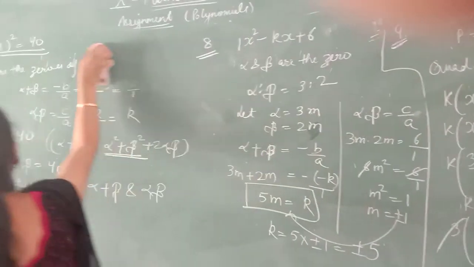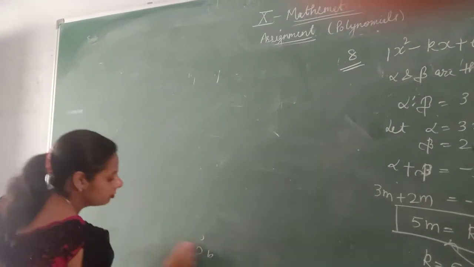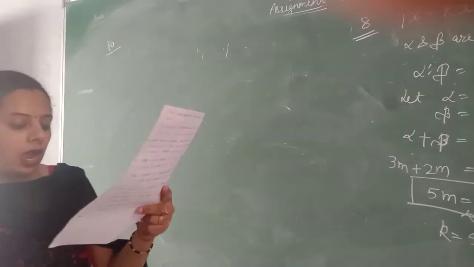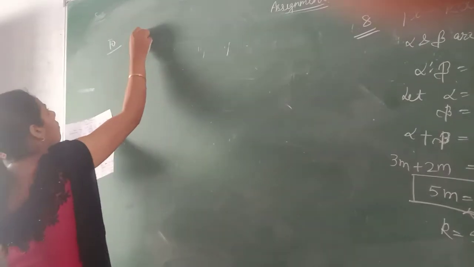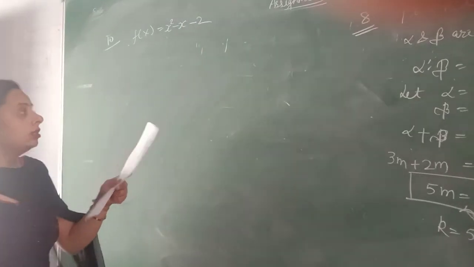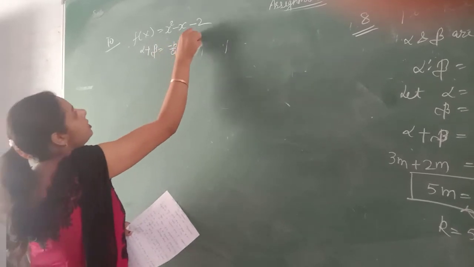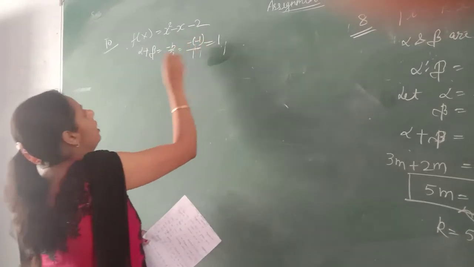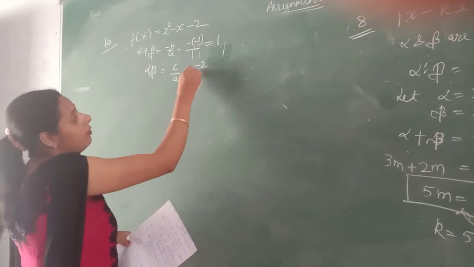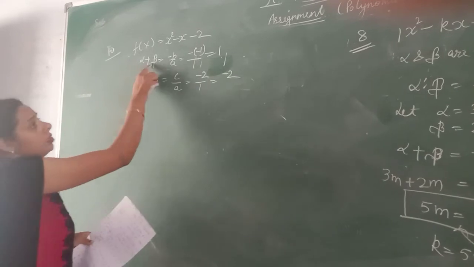In question number 10, what is given? That alpha and beta are the zeros of a quadratic polynomial f(x) is equal to x square minus x minus 2, and so the sum of the zeros of this polynomial will be minus b by a, it means minus of minus 1 by 1, that will be 1, and the product of zeros will be c by a, the value of c is minus 2 and the value of a is 1. So alpha into beta is equal to minus 2 and alpha plus beta is equal to 1.